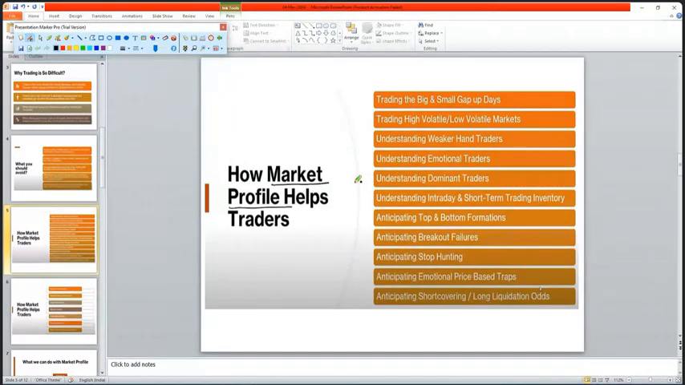How does the market profile help us? Here is the first step we have taken. Some members have already taken and learned the market profile. Now new members are also approaching the market profile as the first step. So how does the market profile help the trader? The trader can understand the gaps, small gaps or big gaps that happen in the market, and how to handle them.